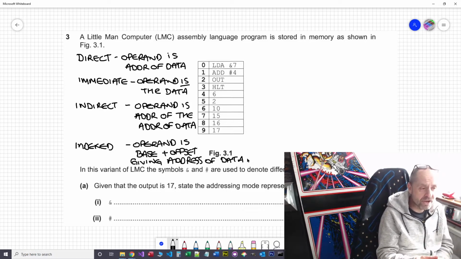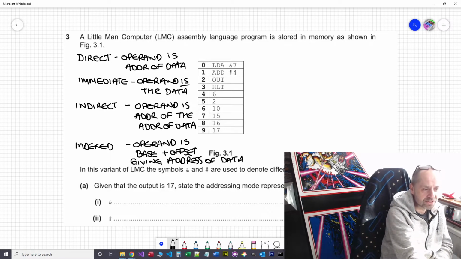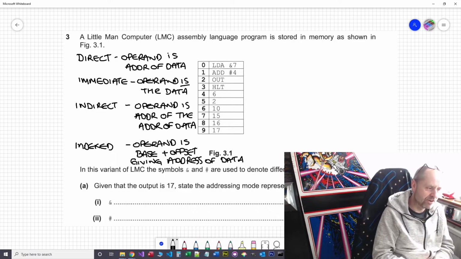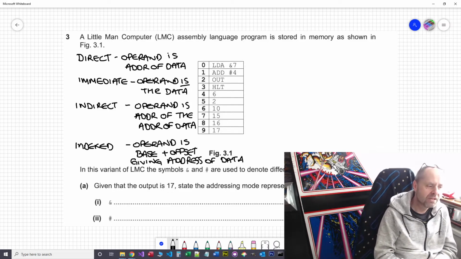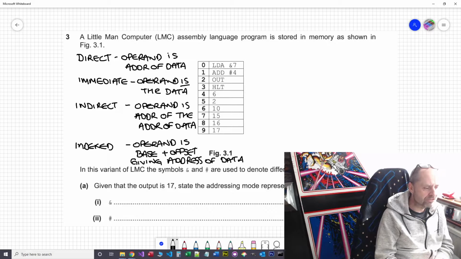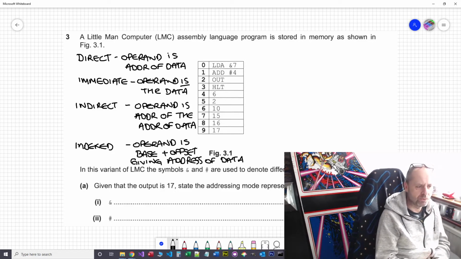They made these up. Little Man Computer only uses direct, where everything is effectively a variable. That's the only thing it can access, memory locations to grab data. So we have to assume that these could be any of those. But let's have a look at this because I think we can eliminate something straight away.